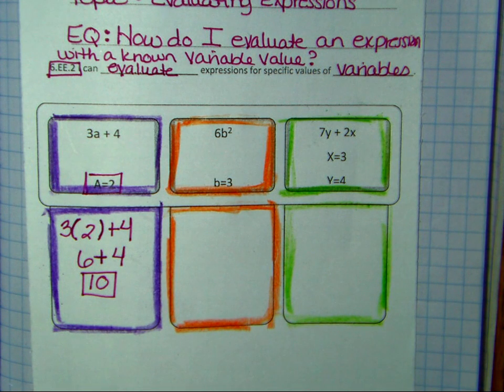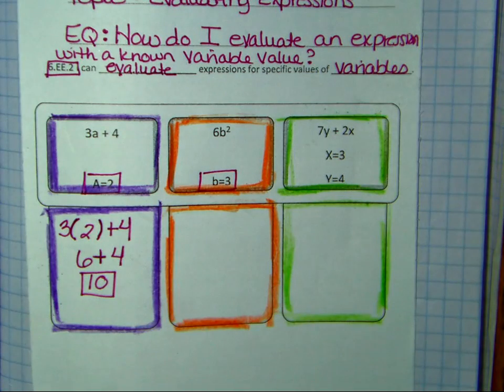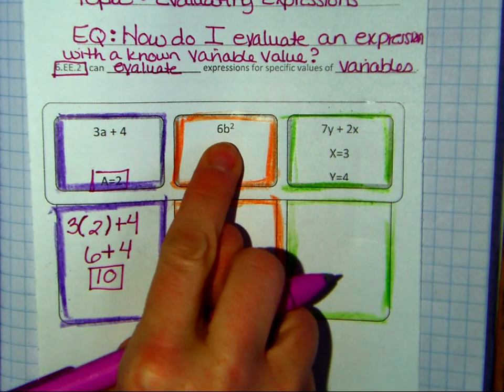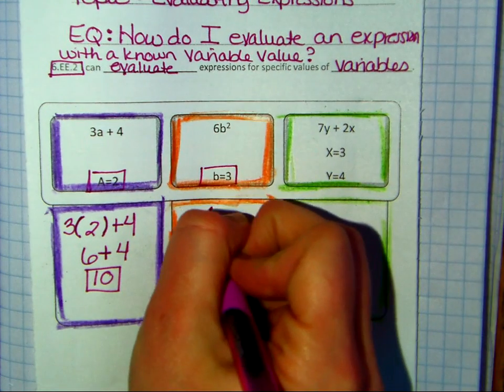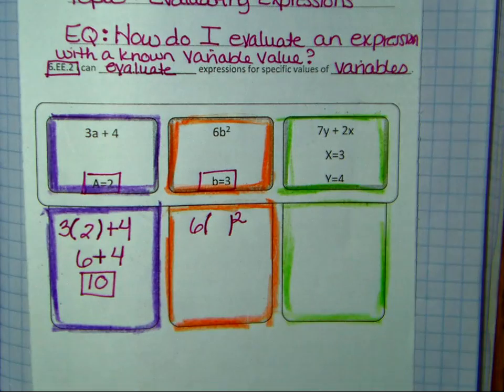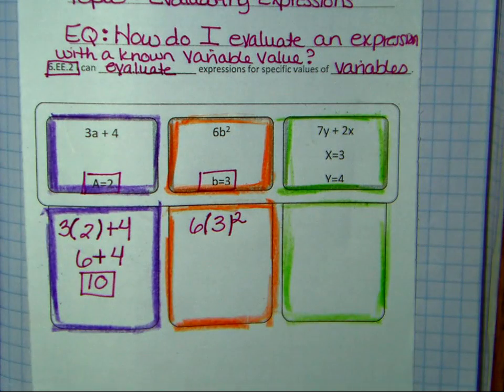Okay, let's do the orange one, or whatever color you have it. 6b squared, where b equals 3. So I'm going to start off first by rewriting my expression. 6, remember a variable next to a number means I'm multiplying. 6 times b squared. We know that b equals 3. So I'm going to write that in. So now I have 6 times 3 squared.